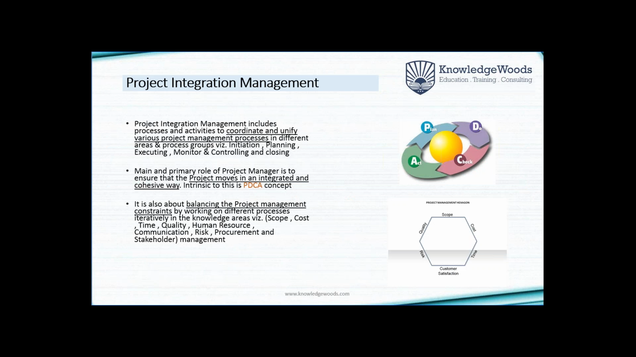Project integration management includes the processes and activities to coordinate and unify various project management processes. As you can see, the various project management processes can be HR, communication, time, cost, scoping, stakeholder management, etc. So there are various areas into which project management is divided from the PMI standard, the PMBoK standard. Project integration management coordinates and unifies all these processes.